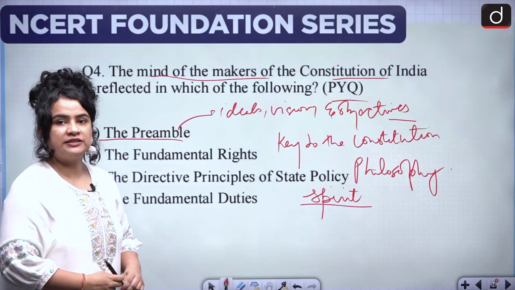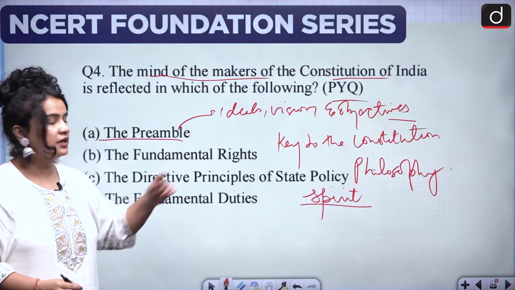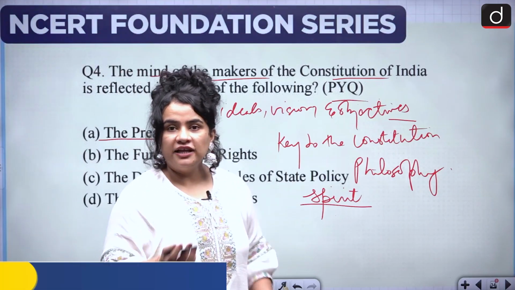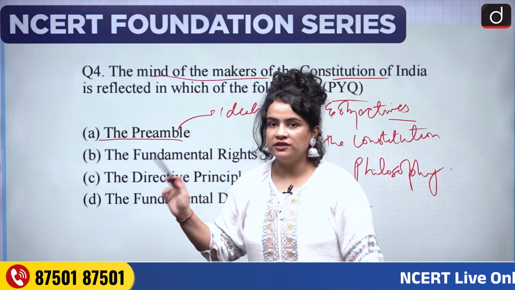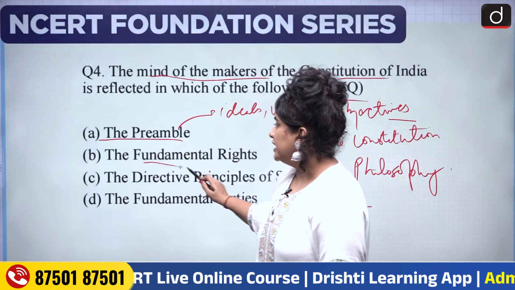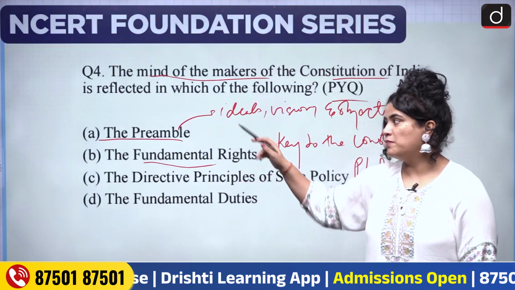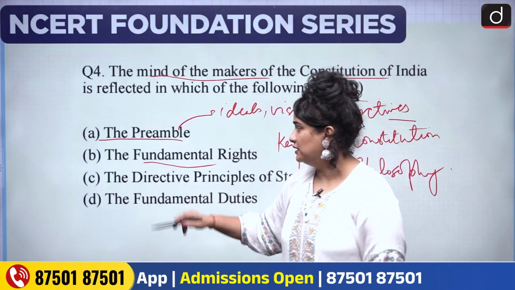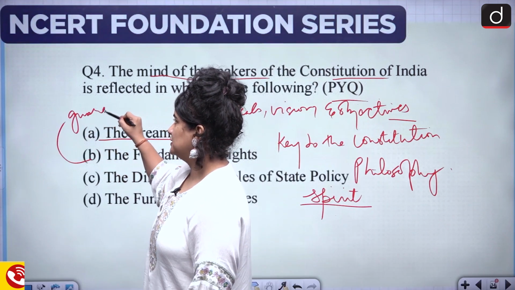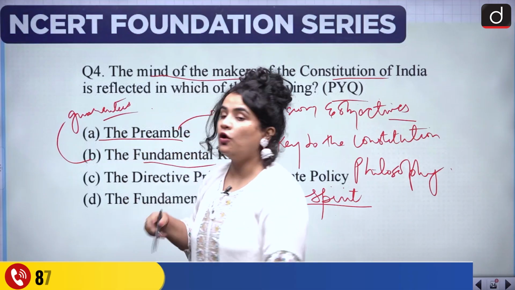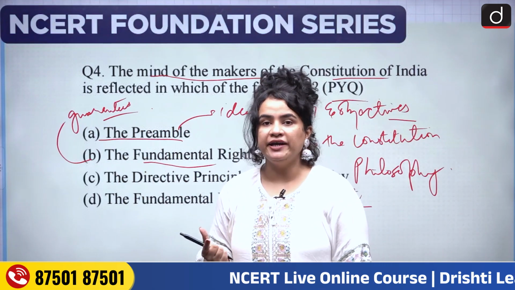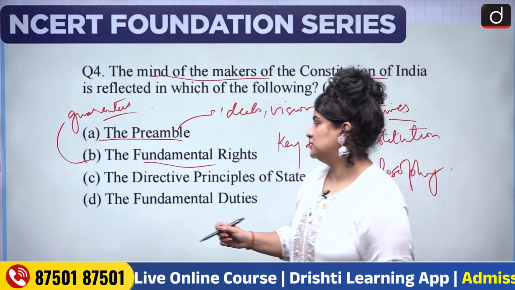Every time the Preamble is discussed, we also discuss a few keywords related to it. So naturally, the mind of the makers of the Constitution must be reflected in the Preamble. All right. The second option is the fundamental rights. You might be tempted to mark this as the correct answer, but again, fundamental rights are guarantees that ensure the proper operation of the Constitution, but they do not reflect the mind of the founding fathers of our Constitution.